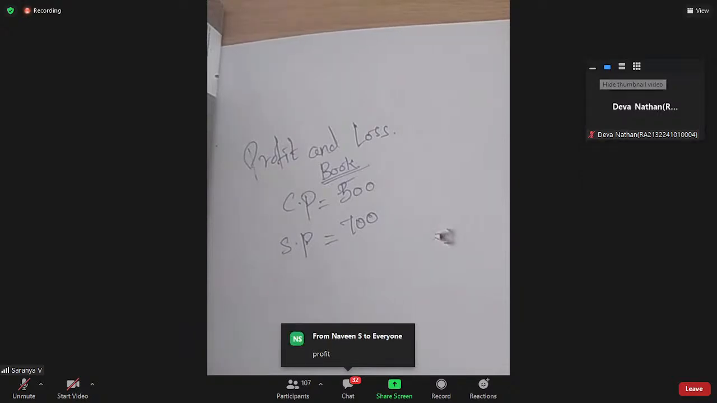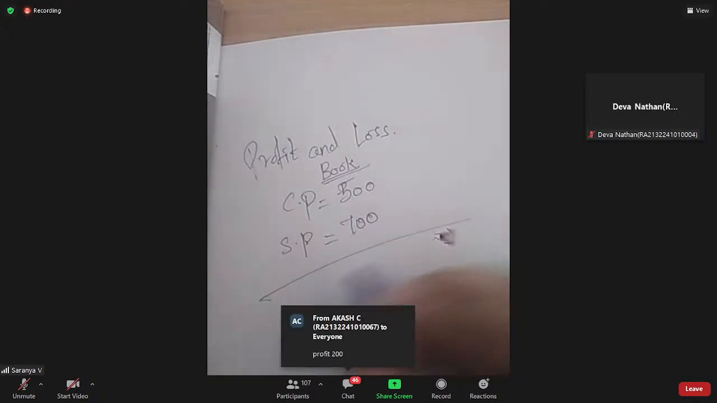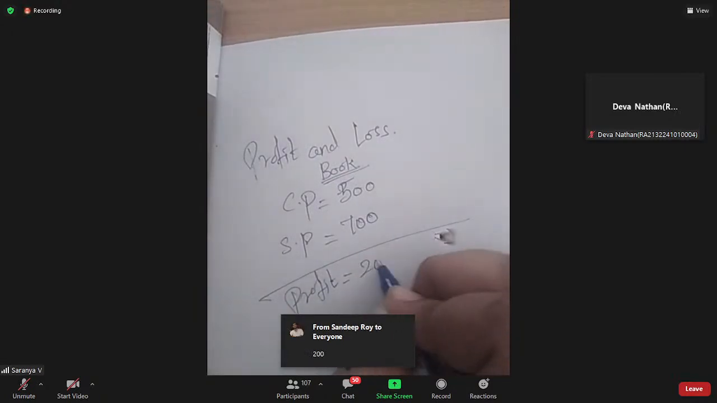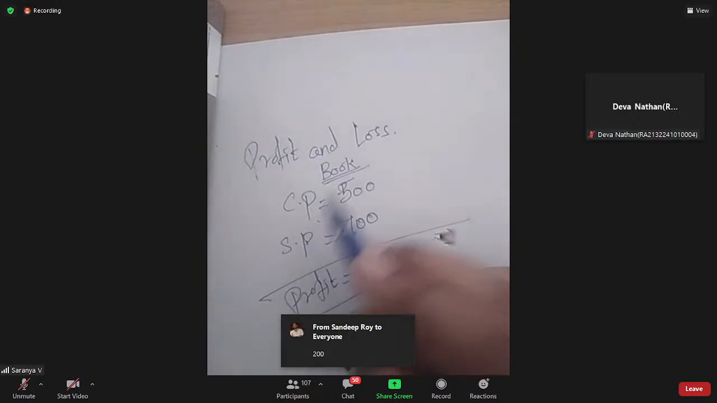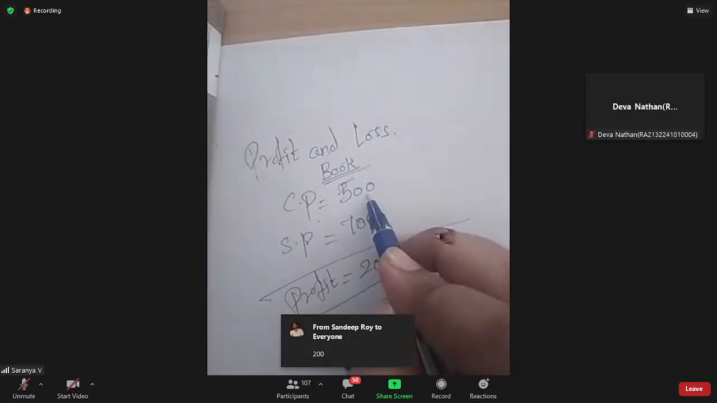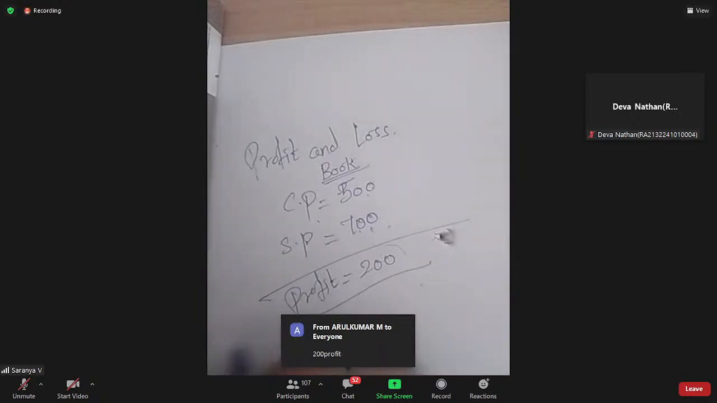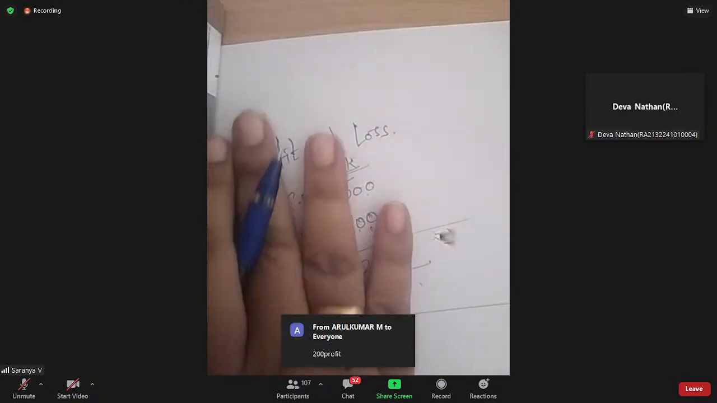It's a profit. How much? Yes, it's a profit. The amount is 200 rupees. The cost price of the book is 500, but the same person is selling that same book for 700 rupees, so the profit is 200 rupees. And come to the next example.